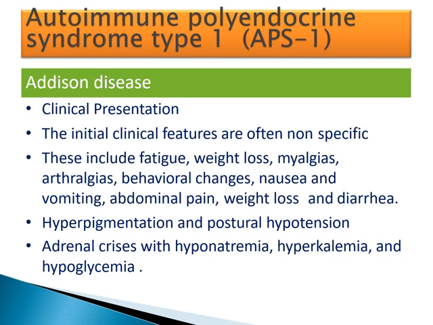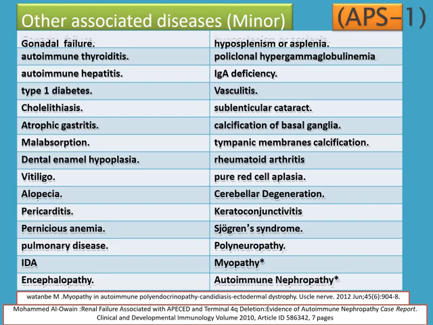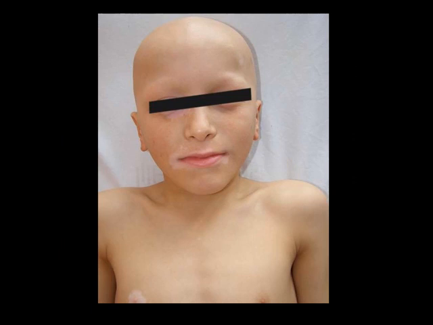Here are some minor associations of APS1. You can see gonadal failure, thyroiditis, autoimmune hepatitis, type 1 diabetes, cholelithiasis, and many of the enlisted minor diseases which are associated with APS1. Here you see alopecia, baldness. Alopecia totalis has also been associated with APS1.